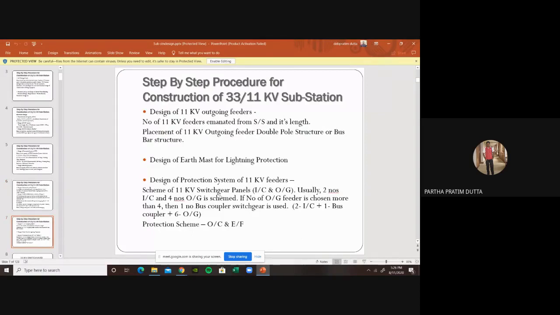And then we do the design of 11 kV outgoing feeders. So how many outgoing feeders we usually choose, and the scheme of the outgoing feeders, and what will be the incoming, how many incoming switchgear will be there, and depending on the outgoing feeders, we usually choose a bus coupler also. And we usually do that depending upon the demography where the 11 kV power system would be catered, and how the distribution transformer 11 by 433 volt transformers would be placed.